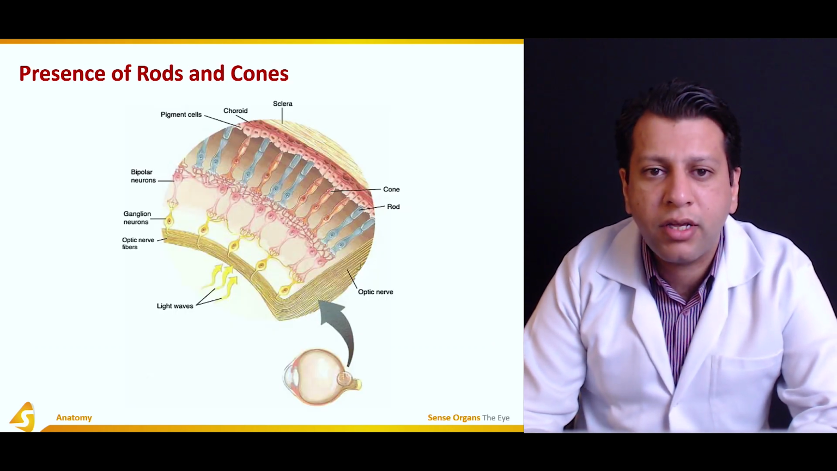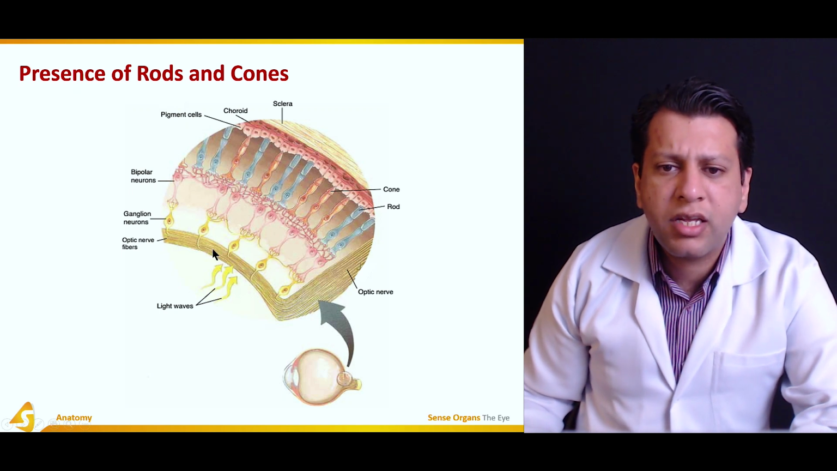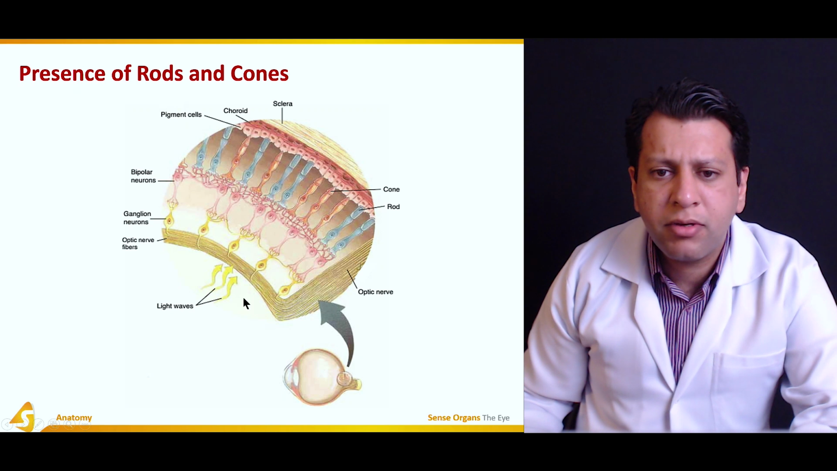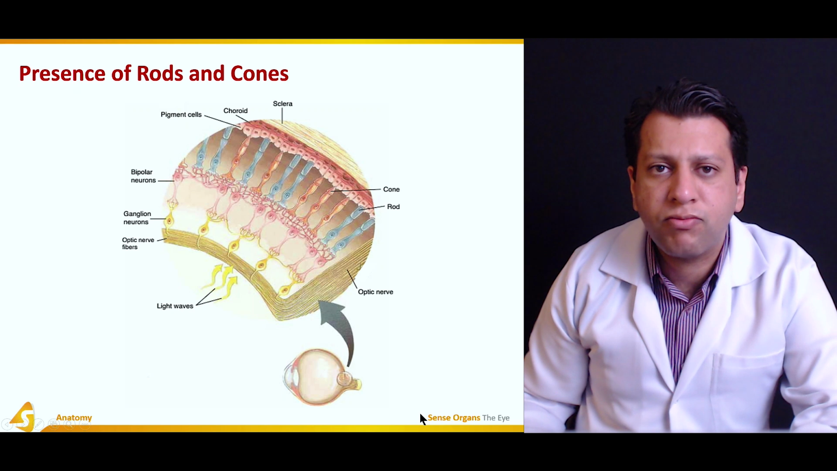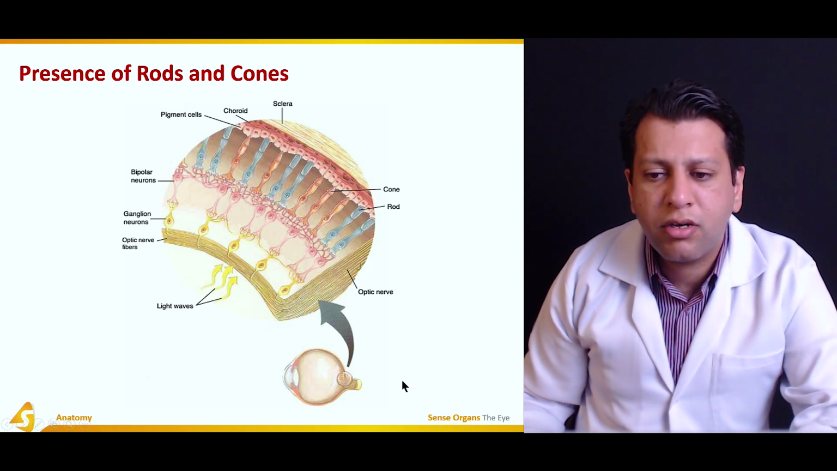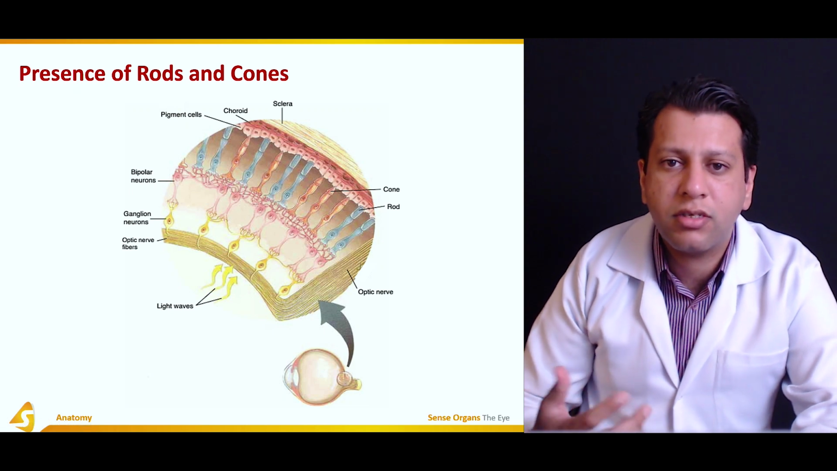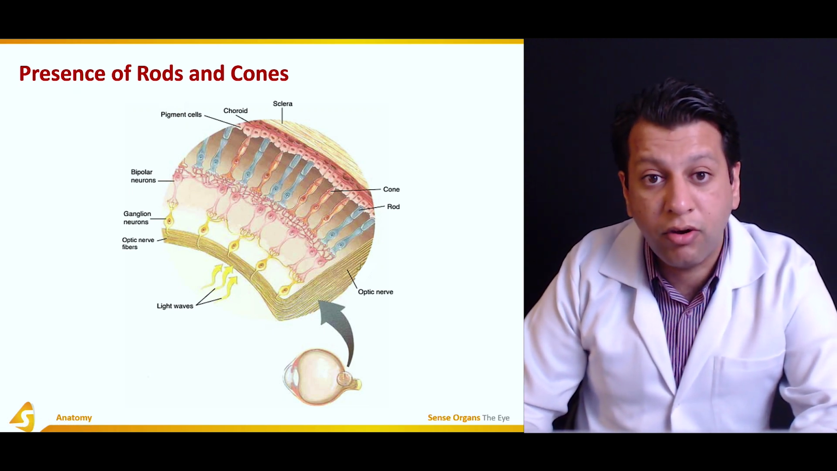As you can appreciate over here, these light waves are coming in. These are the nerve fibers, and there are the rods and the cones over here. Once the ganglion cells are stimulated, the optic nerve is formed, and from there it is taken back to the visual cortex, which is present in the occipital lobe. From there onward it is related to the higher centers, and we perceive the different colors and light as we see them now.